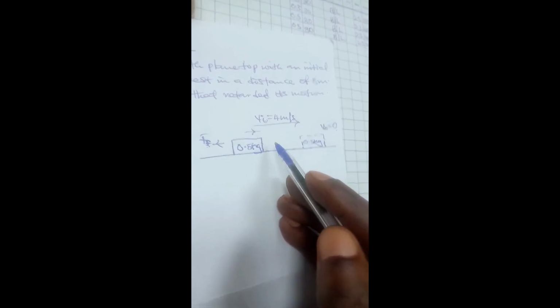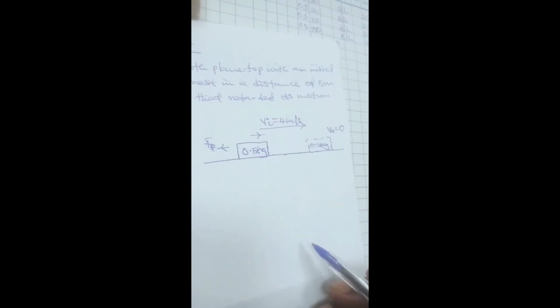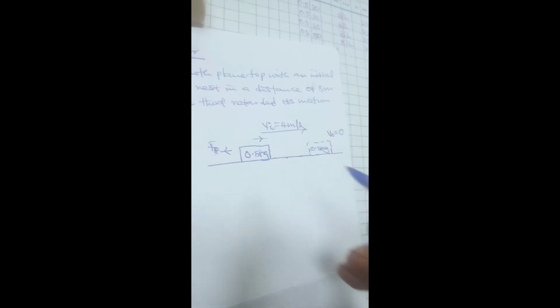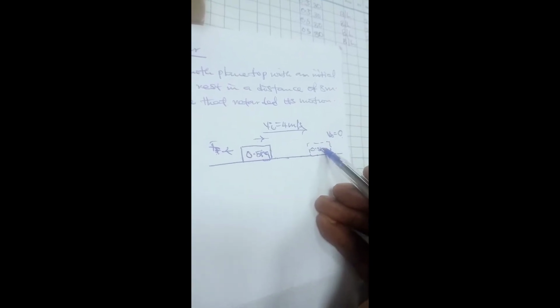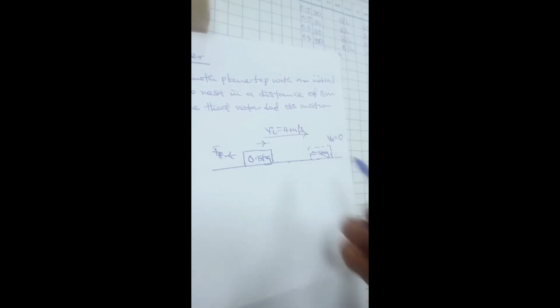Kinetic energy of the block. There is a change in kinetic energy of the block. Let me put it like that. Now, the change in kinetic energy of the block from here to the rest point is equal to the work done on the block by the friction.